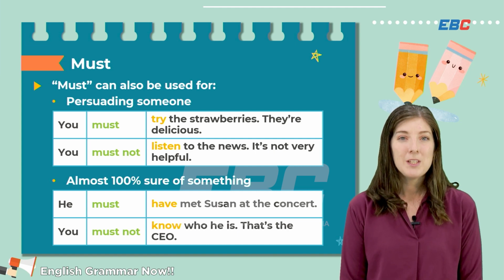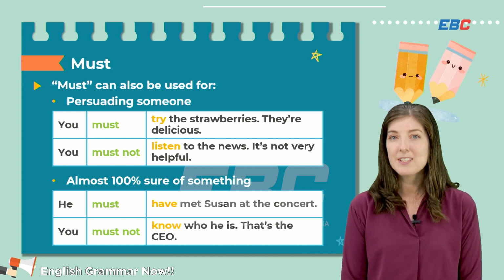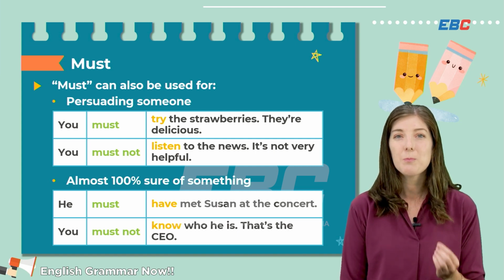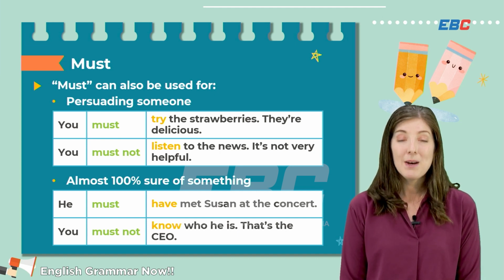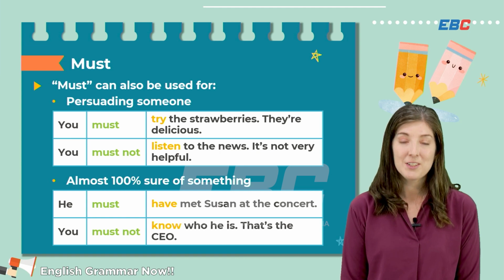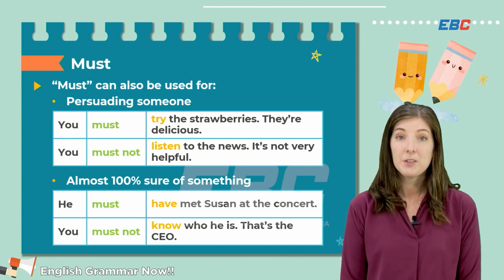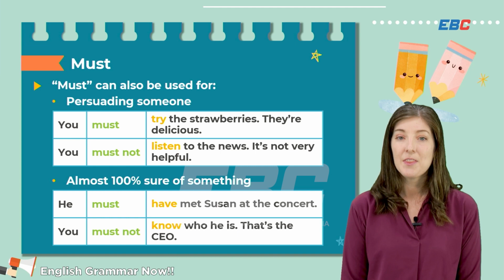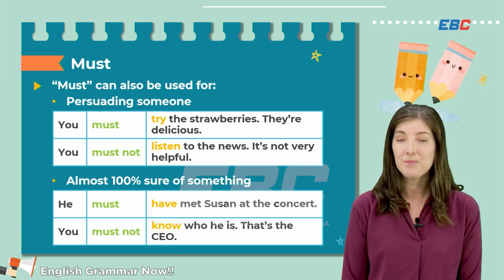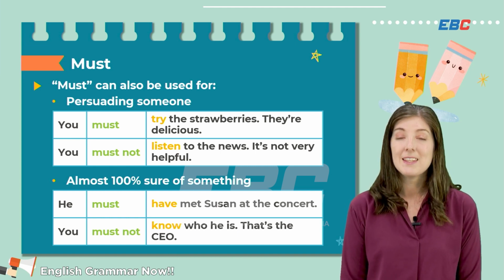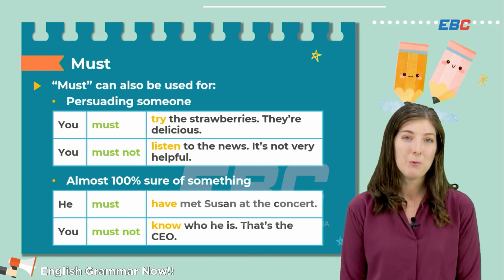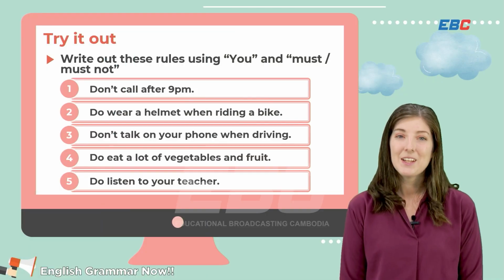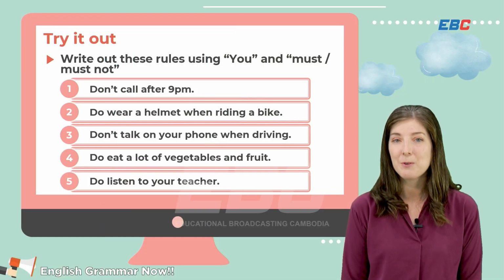The other way we use must is to talk about things we are almost 100% sure of. Things like, he must have met Susan at the concert. Or, you must not know who he is. That's the CEO. We use must in these sentences to show that we are very close to 100% sure about what we're saying.